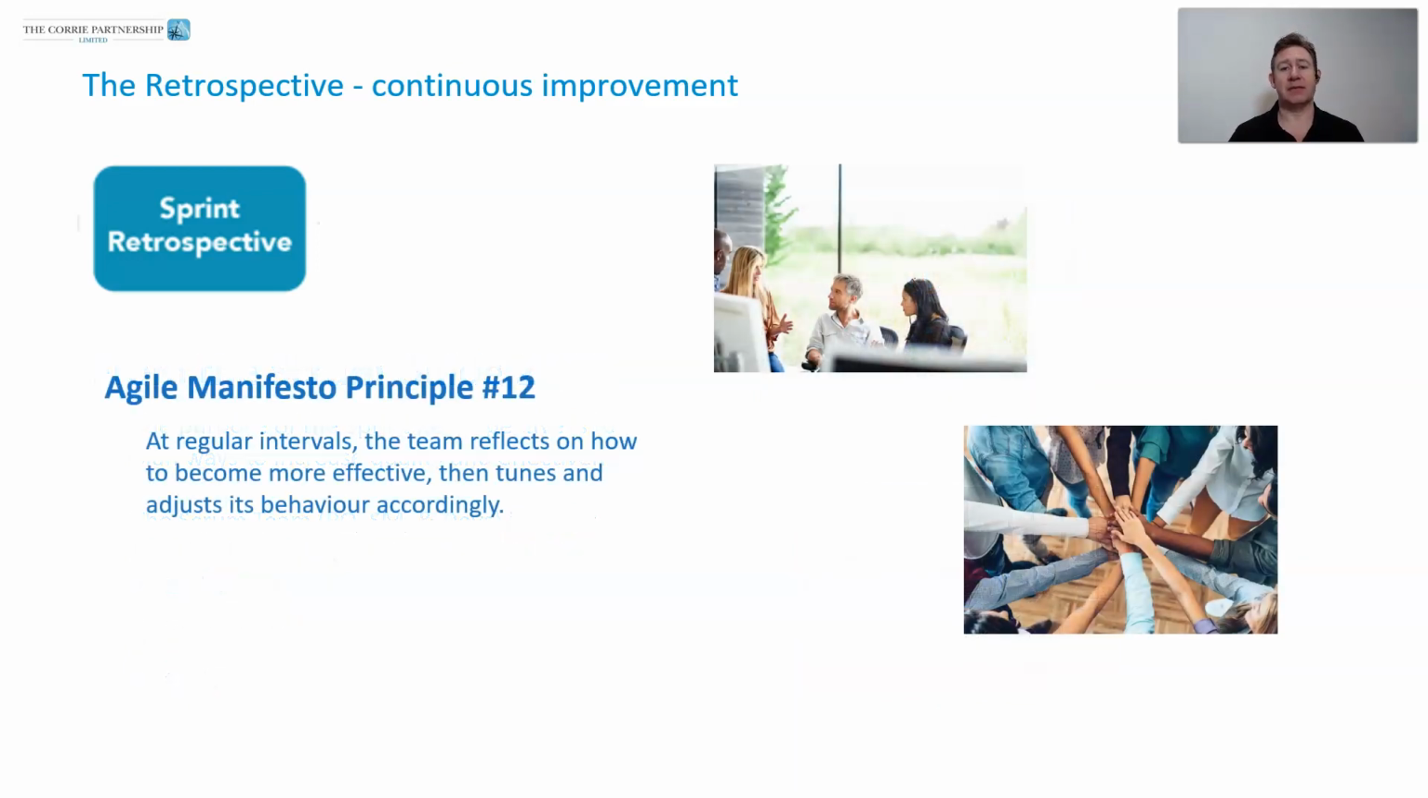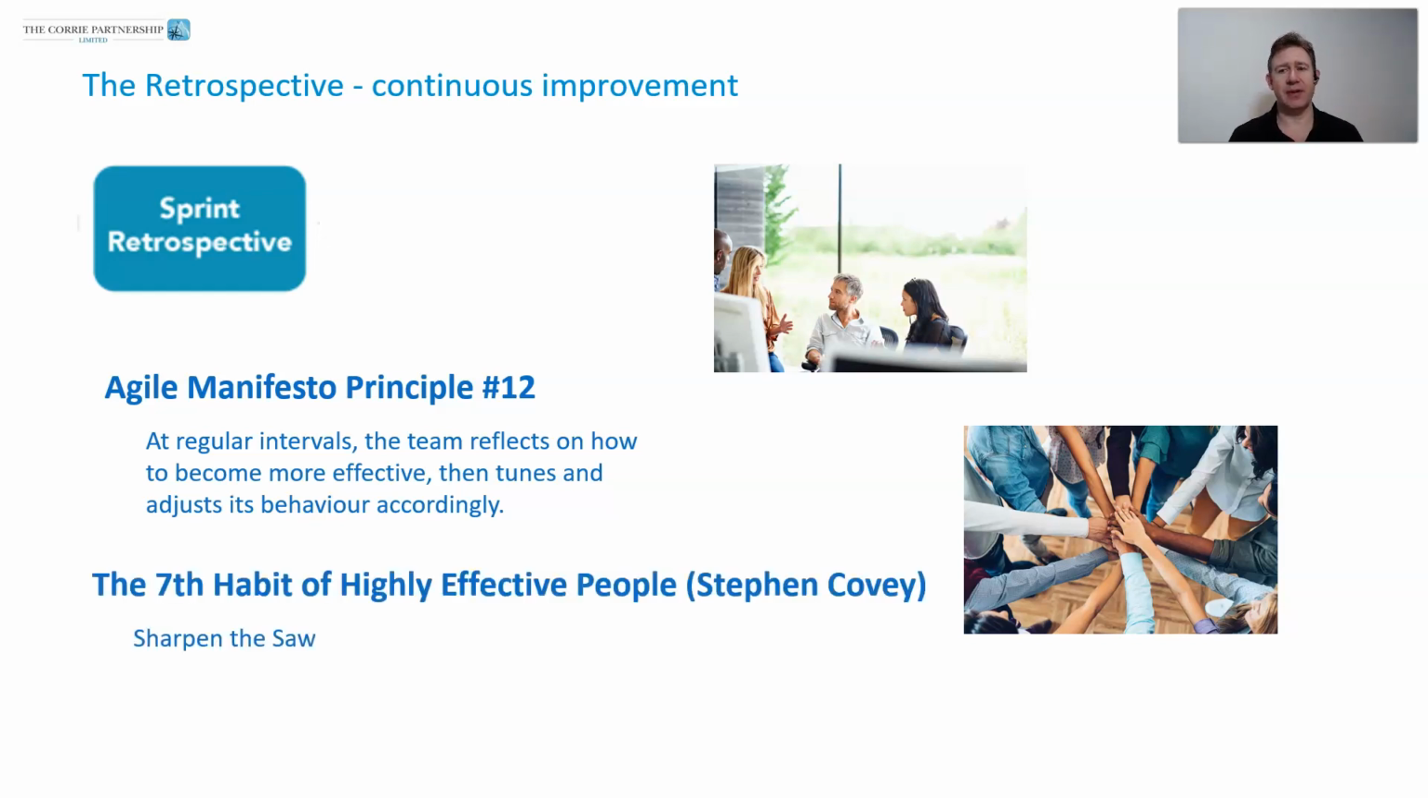And all of this comes from the Agile Manifesto. Principle number 12 says, at regular intervals, the team reflects on how to become more effective, then tunes and adjusts its behavior accordingly. So again, not just a part of the Scrum framework, but part of any framework that is within the Agile umbrella. Those of us who have read or come across The 7 Habits of Highly Effective People by Stephen Covey, of course, this ties neatly into the 7th habit that he recommends, which is the habit of sharpening the saw. This idea that we are, again, continuously making sure that we're sharp and that we're ready for doing things.